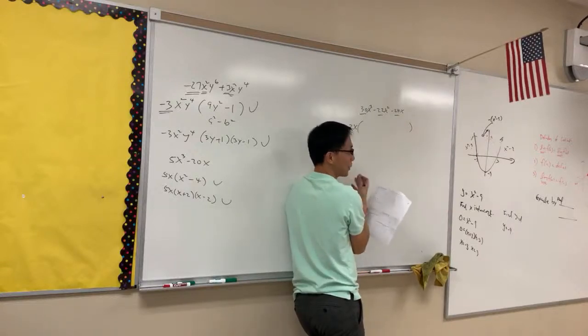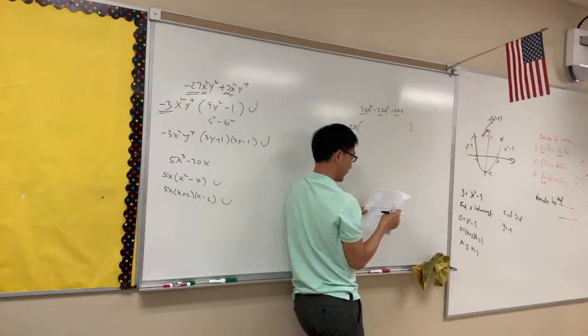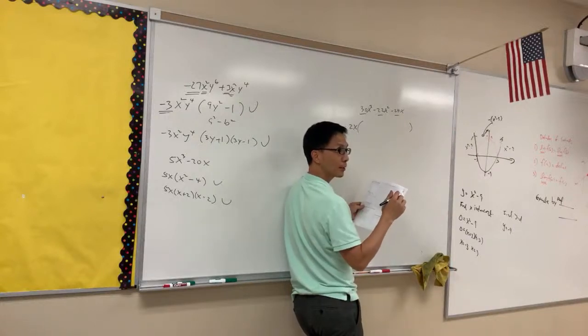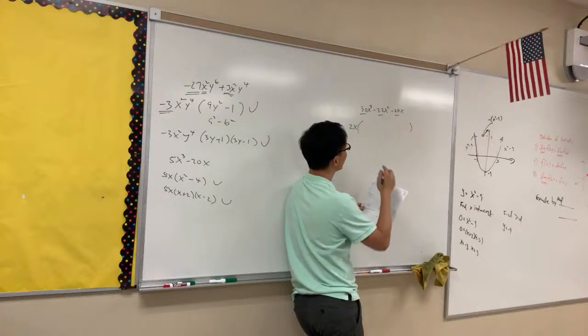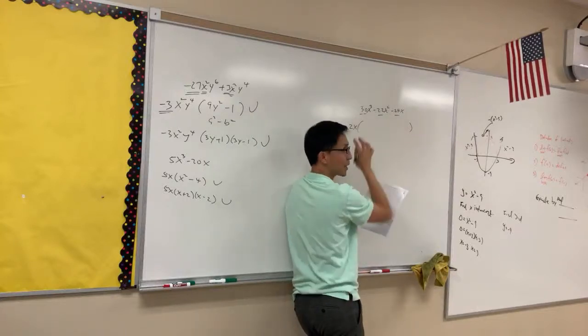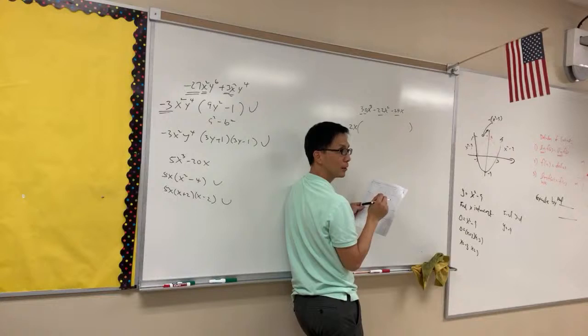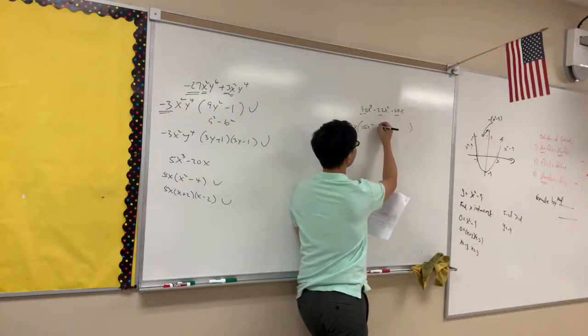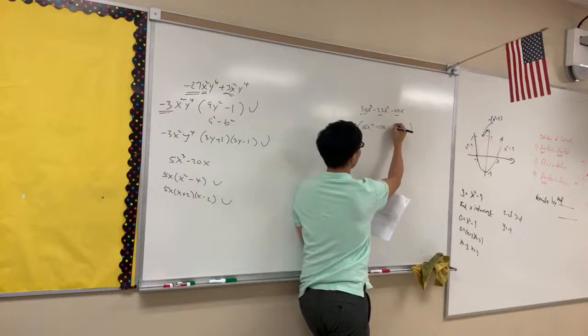AJ, it doesn't help you. Come on, think. Can somebody help AJ? Yes. 3x. It can't be 3x. It's not 3x. 2x times 3x does not give me 30. 15 what? 15x squared. Good. And then? 11x. And then?